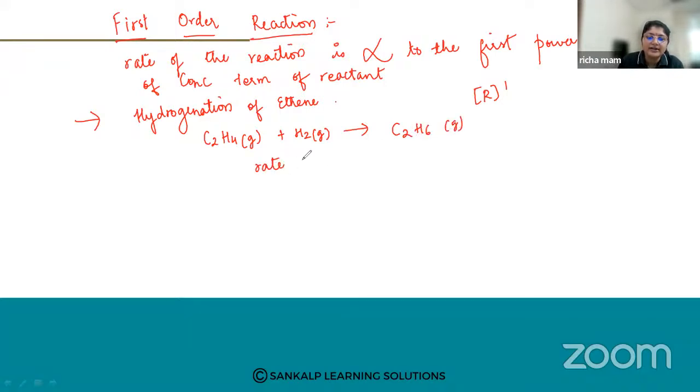So how is the rate? Rate is dependent on the concentration of the reactant, that is C2H4 raised to 1. So this is the rate equation for hydrogenation of ethene. The rate of the reaction is proportional to the first power of the concentration term of the reactant. Please remember the examples, very important. In case of zero order reaction, we have seen the decomposition of ammonia. In case of first order reaction, the example is hydrogenation of ethene. Is it clear?